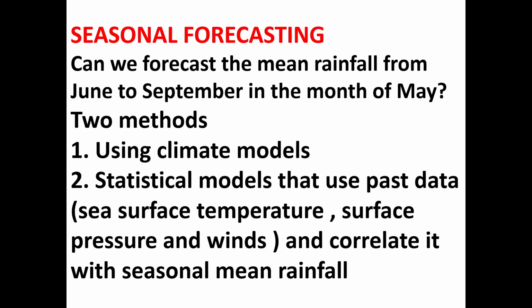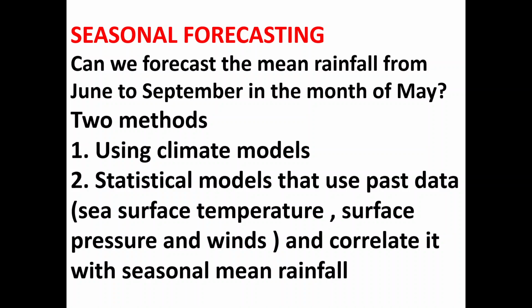Now, let's come to seasonal forecasting. Seasonal forecasting can be done by two methods. One is using the models which we just discussed, and the second is statistical models that use past data of sea surface temperature, surface pressure, winds, and correlate that to the rainfall in the coming season.